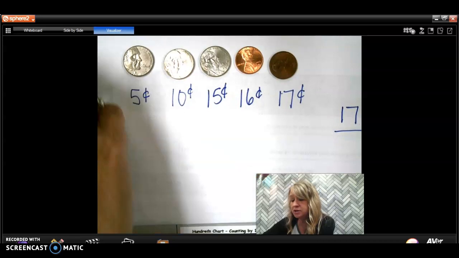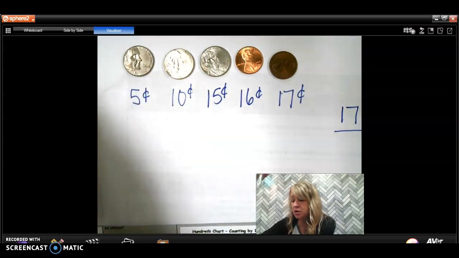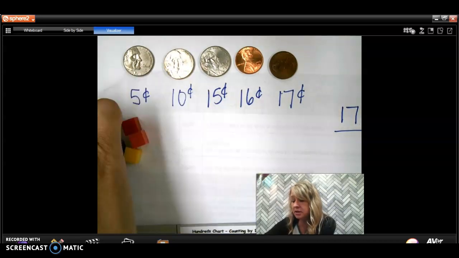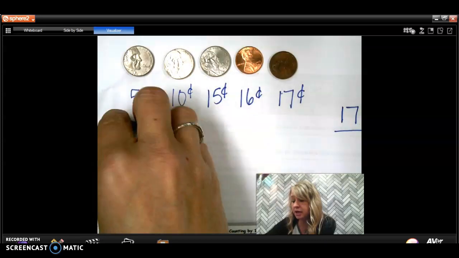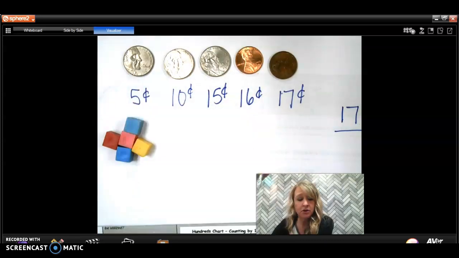But then you're going to use your units. You're going to draw the units underneath of your coins.